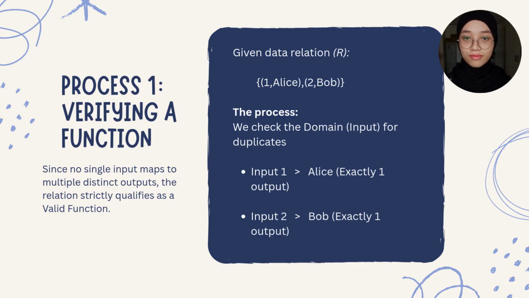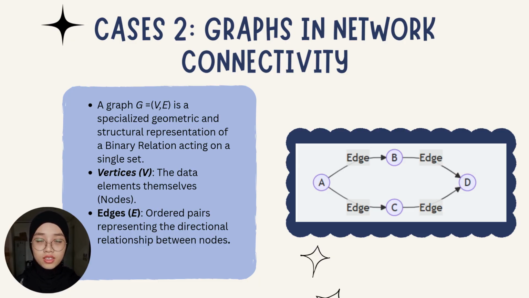Our second special case shifts our focus from data storage to network connectivity, and that is graphs. In discrete math, a graph is a specialized geometric and structured representation of a binary relation that acts on a single set. Instead of using standard boring text lists, a graph allows us to visualize connections.